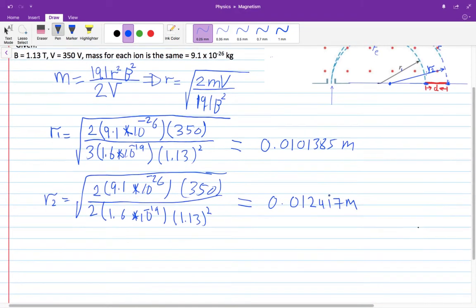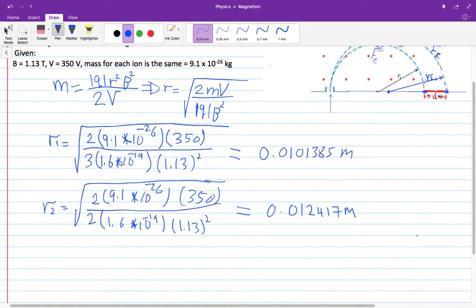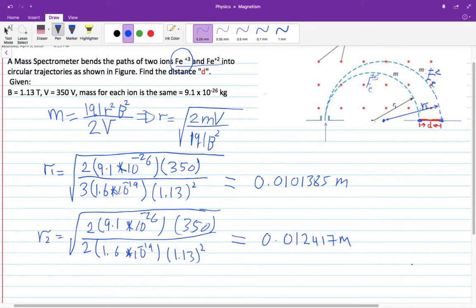As you notice, R2 is bigger than R1. Now, how do we find this distance? Look, R2 is the radius for the big circle, and R1 is the radius for the small circle. If you multiply R2 by 2, you get this whole distance. This distance actually is 2 R2. If you multiply R1 by 2, it's this whole distance. This is actually 2 R1.